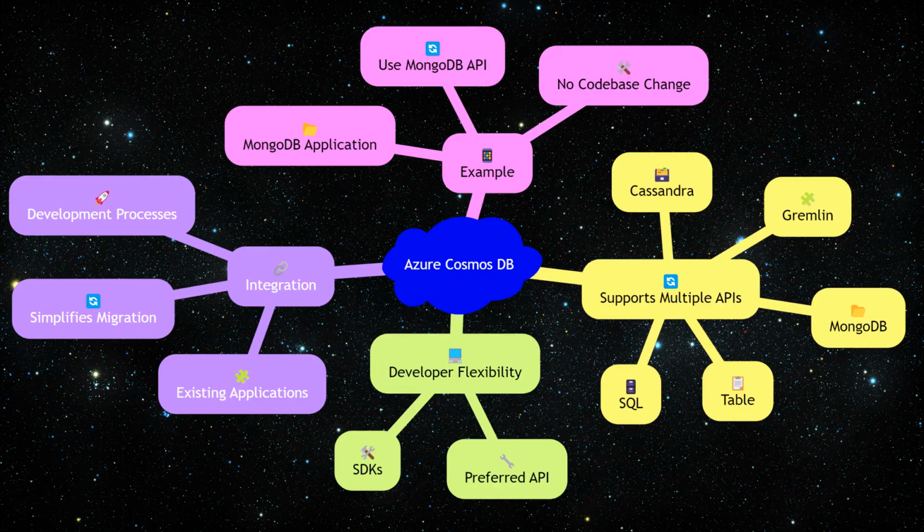Azure Cosmos DB supports multiple APIs, including SQL, MongoDB, Cassandra, Gremlin, and Table. This means developers can use their preferred API and SDKs to interact with the database, making it easier to integrate with existing applications. For instance, if you have an application that uses MongoDB, you can use the MongoDB API to interact with Azure Cosmos DB without changing your codebase. This compatibility simplifies migration and development processes.